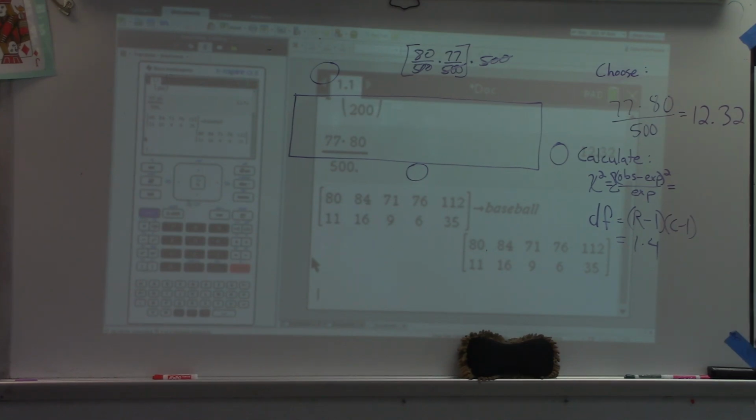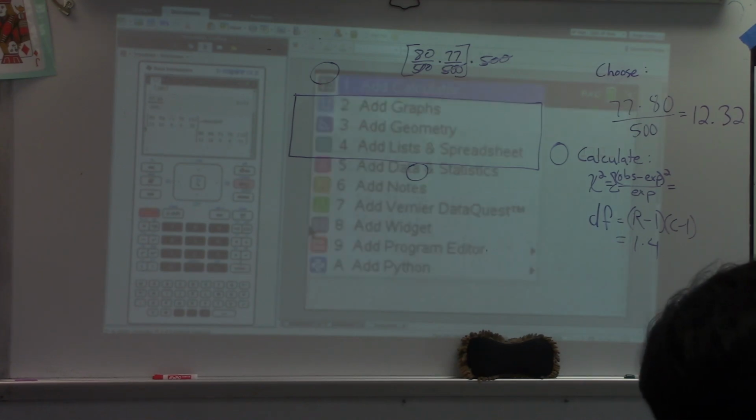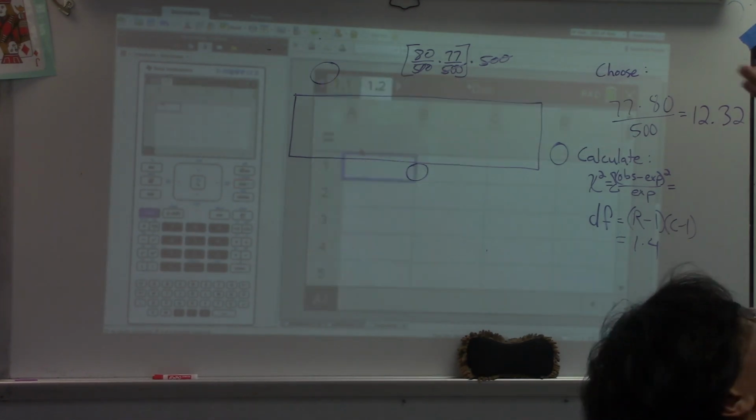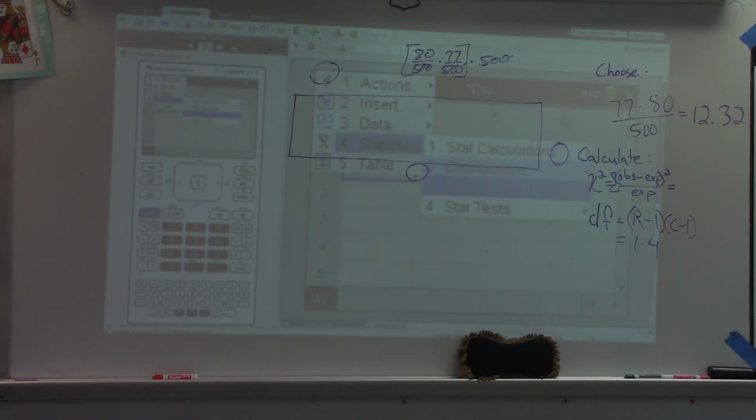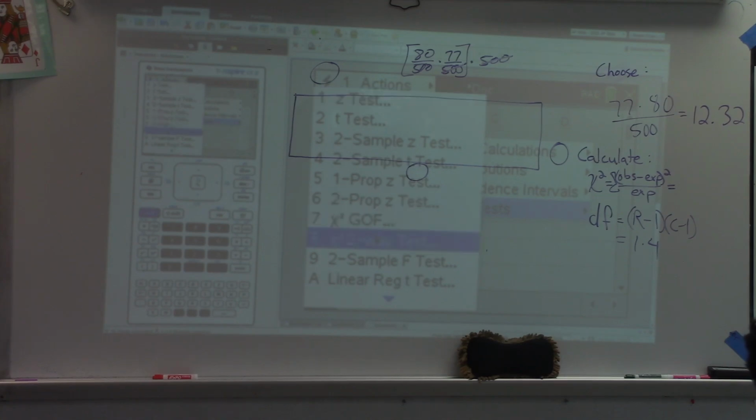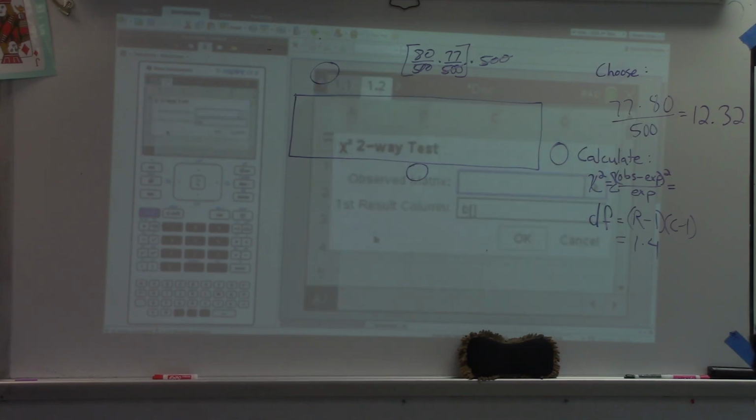Make sure that, so you can run the test here, but it's gonna be better if you go to lists and spreadsheets. And if you're gonna do any calculations in your calculator, make sure you name your variables up here at the top, okay? But obviously, we didn't do a matrix here, so statistics, stat test, chi-squared, two-way. Name, observed matrix.